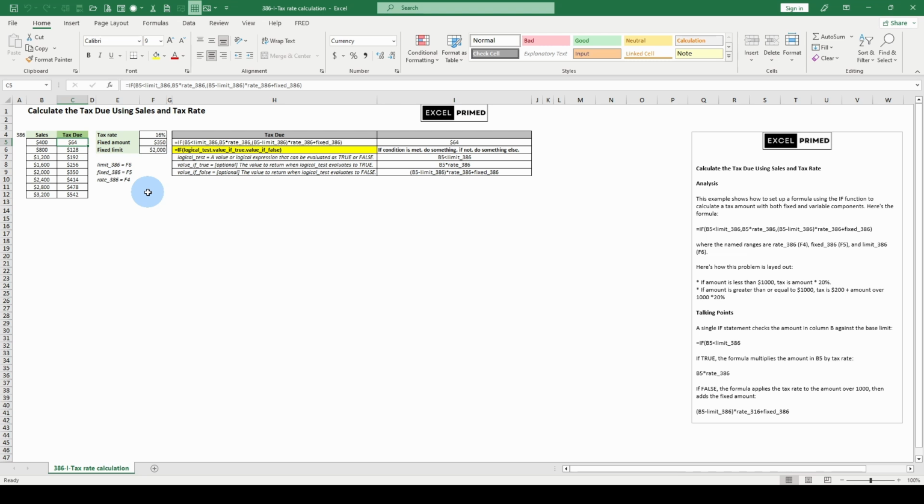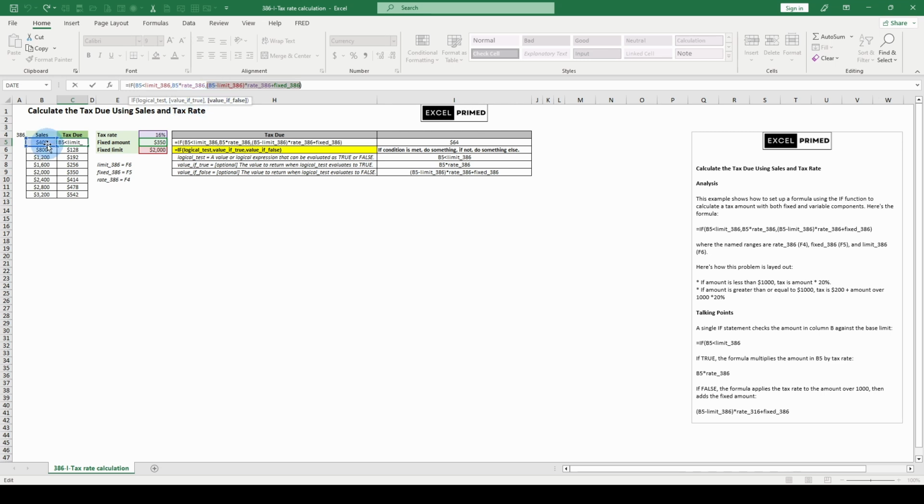We're going to use an if statement. We're going to test if one condition is true, and if it's not, look for the other conditions. Here we have our logical test. Then we're going to check the value if true and the value if false.